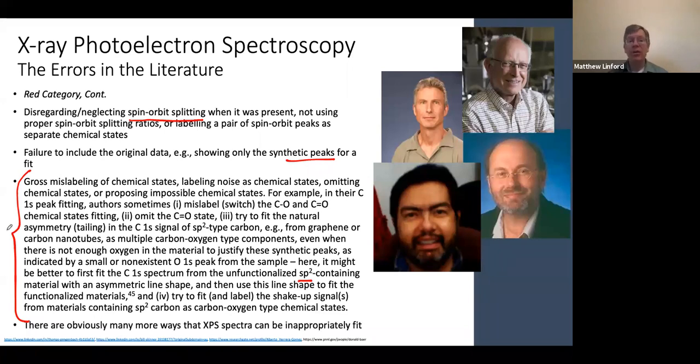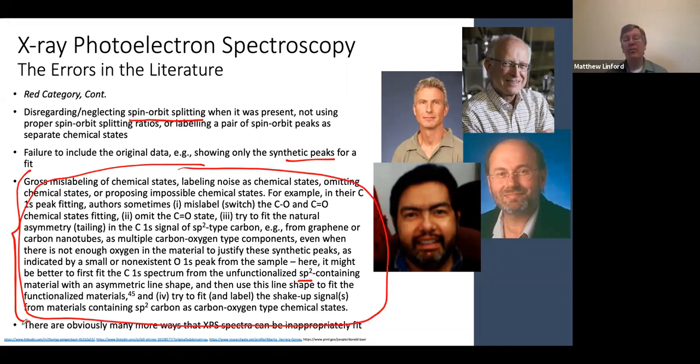And as a result of this, if you don't do these things right, you can have a red rating when you're done, or at least that's what we'd consider it. What that means is that as far as we're concerned, there just isn't any useful information there. And of course, this wasn't the complete list. There are other ways that you can misfit data.